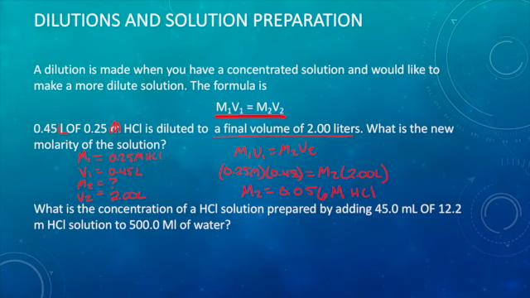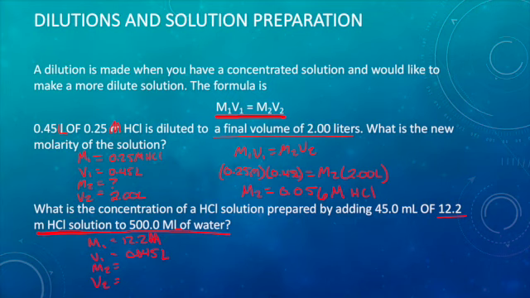So the next problem, we're going to start the same way with writing down what we do know. So M1 is 12.2 molar. V1 is 0.045 liters, and we're adding that to 500 milliliters of water.